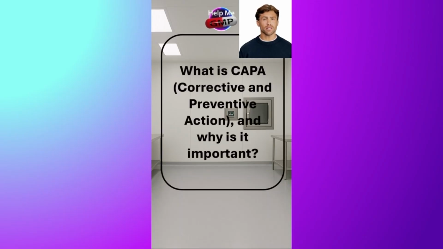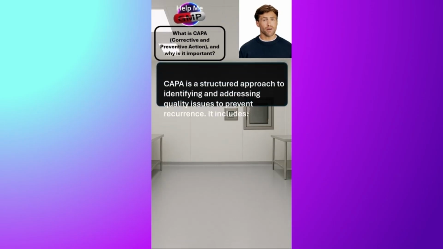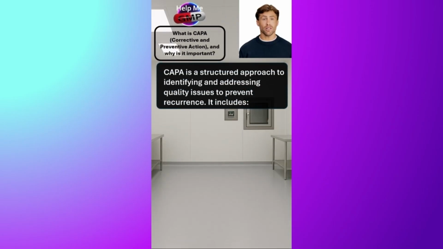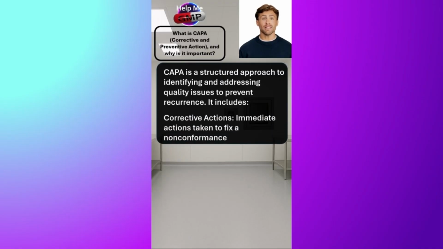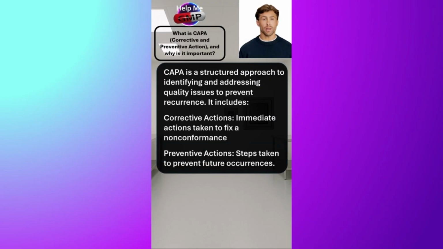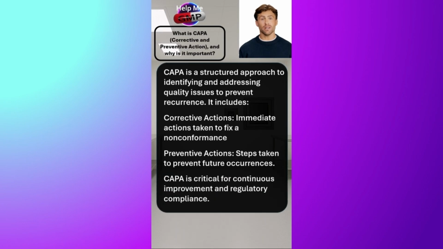What are corrective and preventive actions, and why are they important? Corrective and preventive actions are a structured approach to identifying and addressing quality issues so they don't happen again. Corrective actions are the immediate steps you take to fix a non-conformance, while preventive actions are the measures you put in place to stop that issue from recurring. They are critical for continuous improvement and for meeting regulatory requirements, because simply testing at the end of production can't catch every potential problem. By fixing issues at their root and preventing them in the future, you safeguard product quality and patient safety.